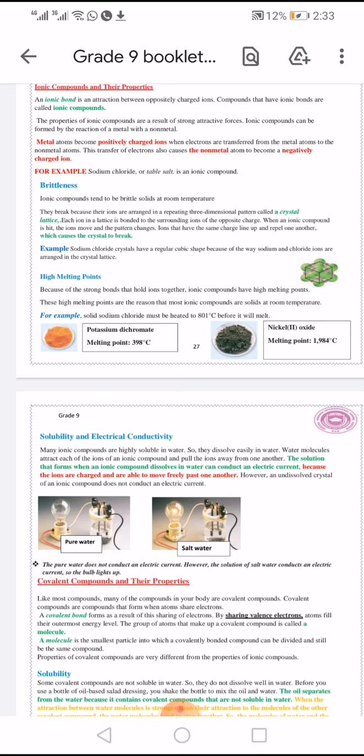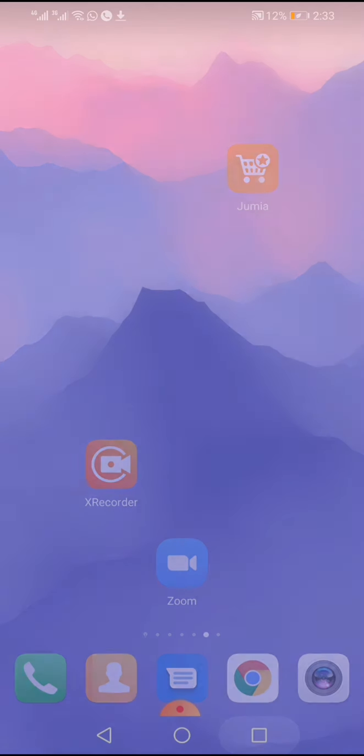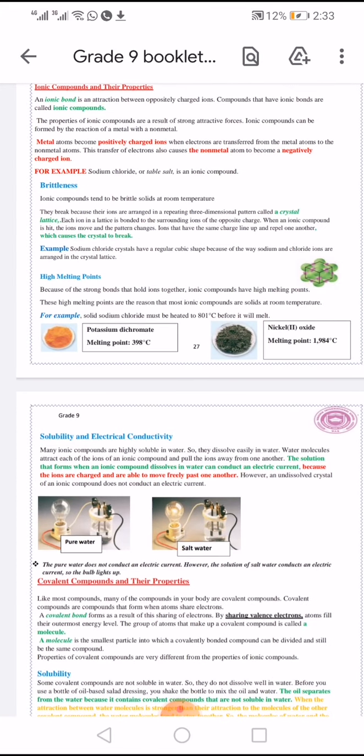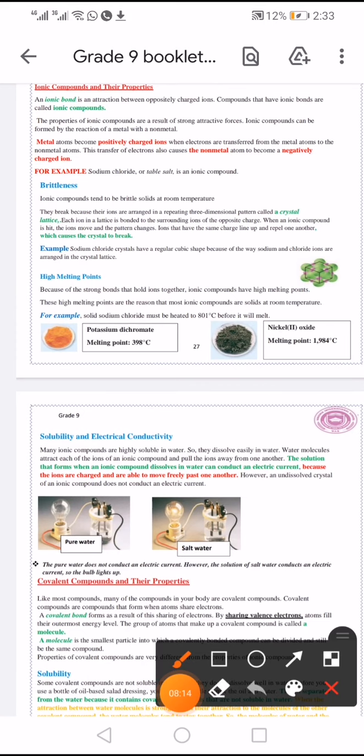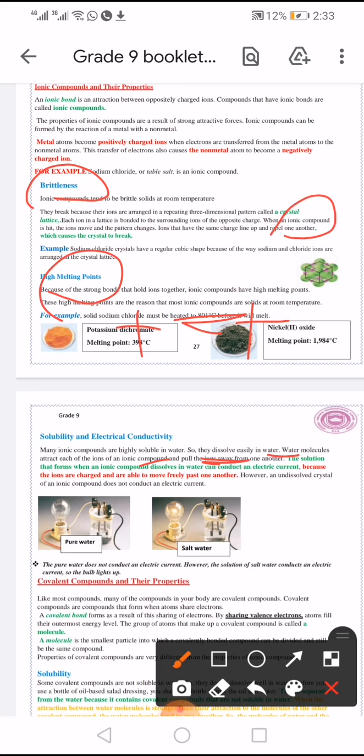So the first one, brittle, is due to rearrangement of ions in the crystal lattice, and the ions that have the same charge line up and repel one another. When two positive ions repel, or two negative ions repel each other, what happens? It causes the crystals to break, which is the first property. Second property, high melting point.